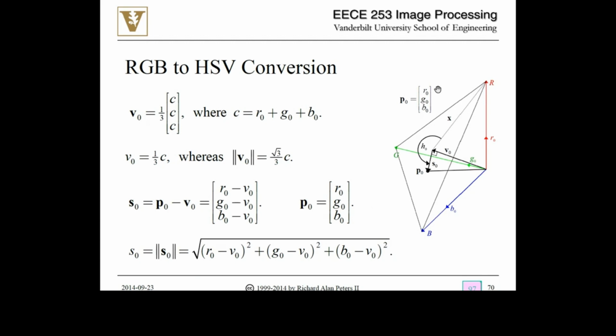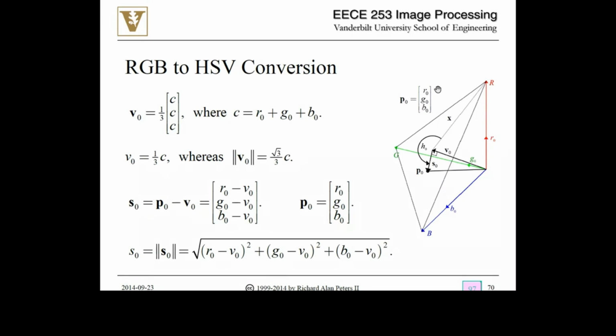We define V0 as 1/3 of C, C, C, so that is a vector. And we define V as 1/3 of C, and you should note that this is not the module of the V0 vector. The module of the V0 vector is this thing, not that one. And so this will be the V.